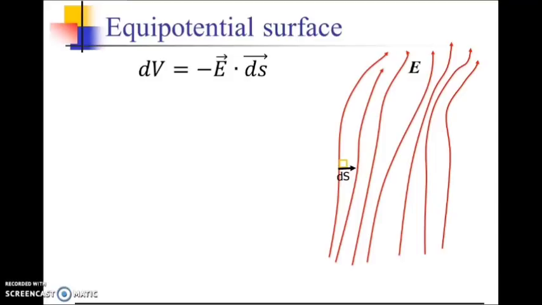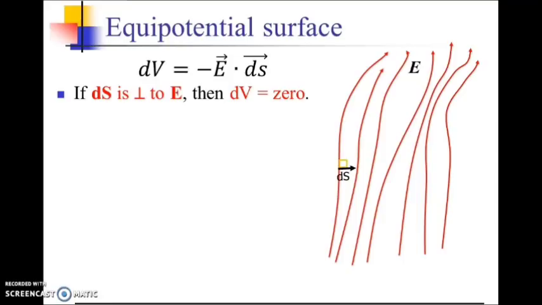If the displacement ds is perpendicular to the electric field, according to the equation that we have here, dV equals minus the dot product of the electric field vector and displacement vector ds. According to that equation, E dot ds will give us 0 because the two vectors are perpendicular. So this means that dV is equal to 0. If the differential dV is equal to 0, that is only possible if V is constant.